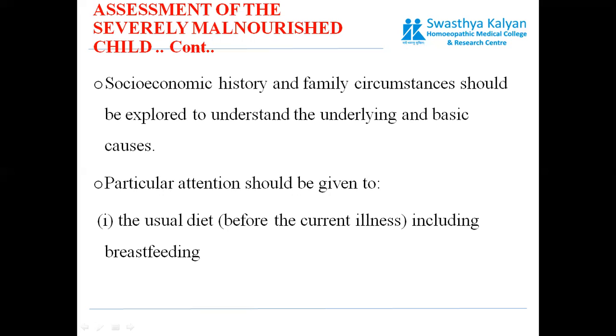Then special attention should be given to the usual diet, the usual diet of the child which he was taking before the current illness. This history could be obtained from the parents, especially from the mother: what was the usual diet of the baby before the current illness, including breastfeeding. What was the status of the breastfeeding before the current illness?